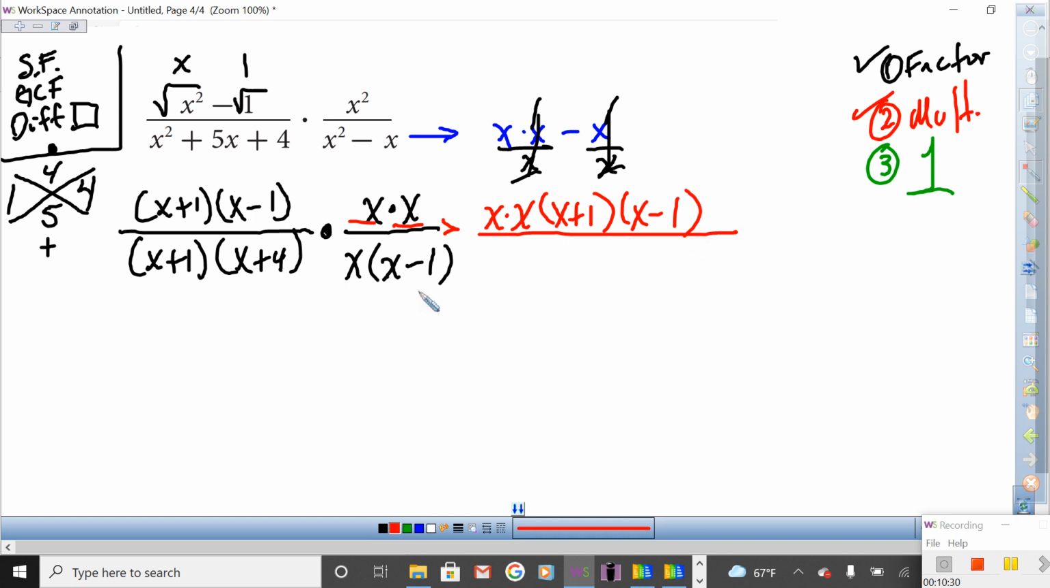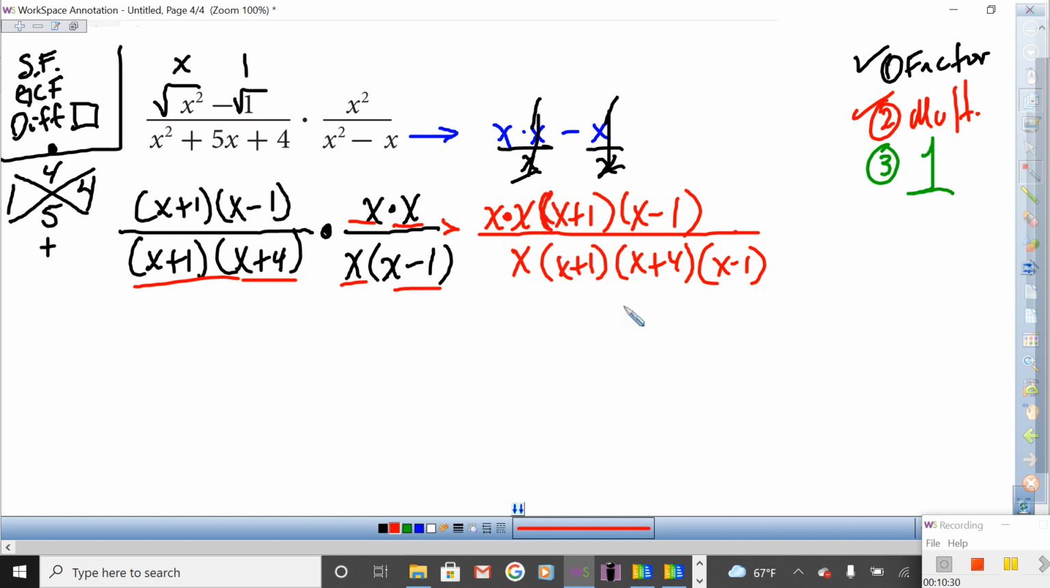Let's go to the denominator. What would I write on the denominator? Start with x, then I got x plus 1, x plus 4, and x minus 1. I'm done with step 2. Some of you are like, but if it says multiplication, Mr. Q, why can't we just multiply? You are multiplying. Isn't this multiplication? Yes. Isn't this multiplication? Yes.